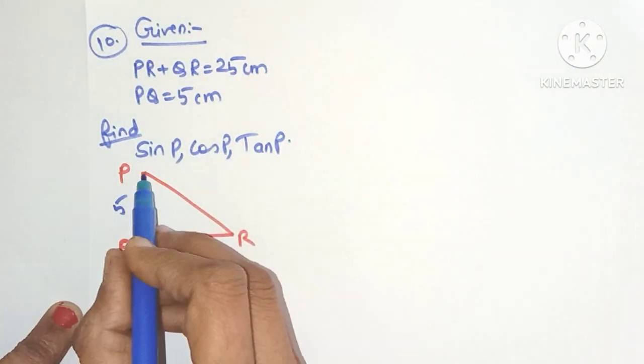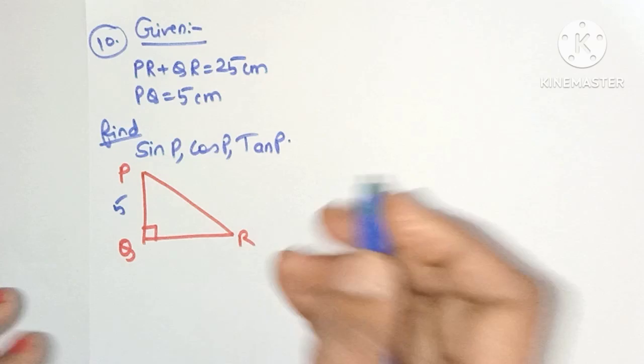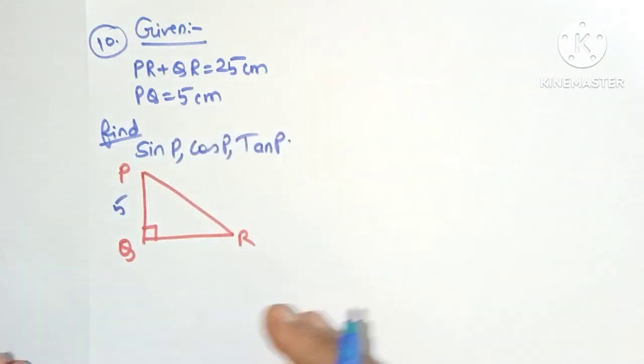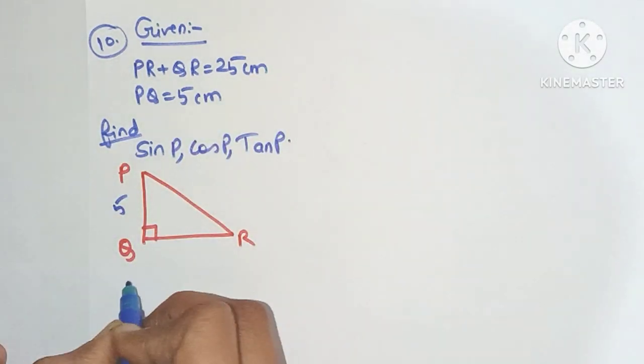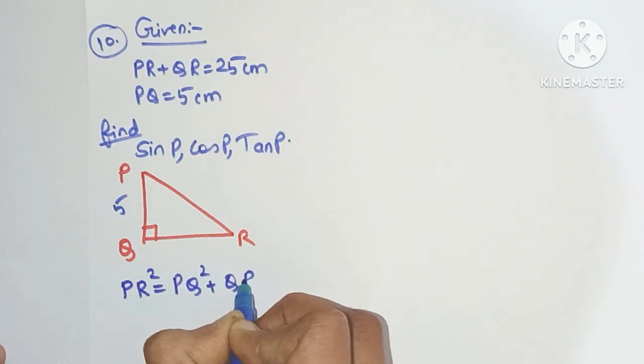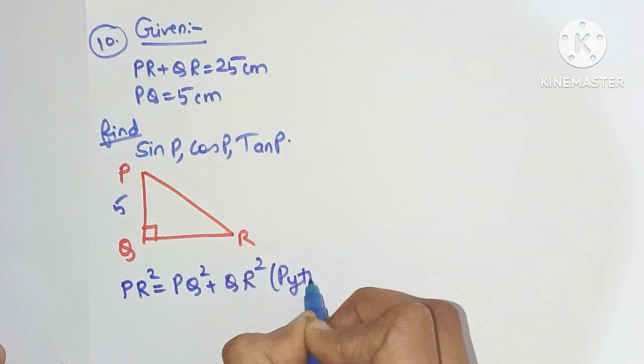So how do I find PR and QR? Well, the only way out is using Pythagoras theorem, friends, because that's the only theorem which connects all the three sides of a triangle. So let's use Pythagoras theorem. This is my Pythagoras theorem.